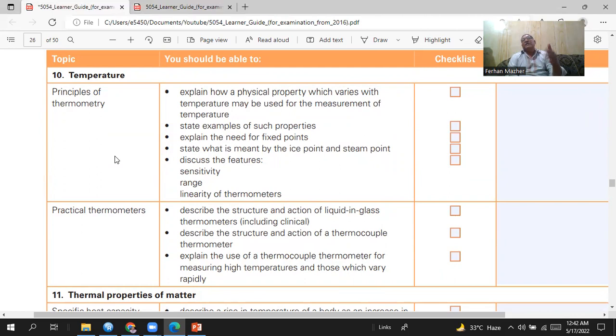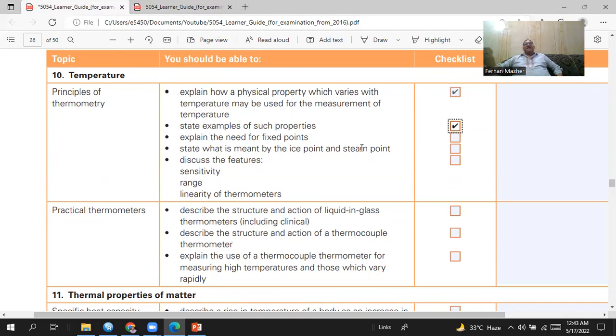For example, the volume of the mercury, that changes with the change in the temperature. For example, the resistance of a wire may change uniformly with the change in the temperature. For example, the pressure of a gas may change with the change in temperature. That can also be used to make a thermometer. For example, the colors of some crystals change with the change in temperature. For example, the EMF produced in the thermocouple also changes with the change in temperature. So there are different properties which change with the temperature uniformly. We can use them to make thermometers. So state some examples. You should have studied them if you know them. So put a tick here.